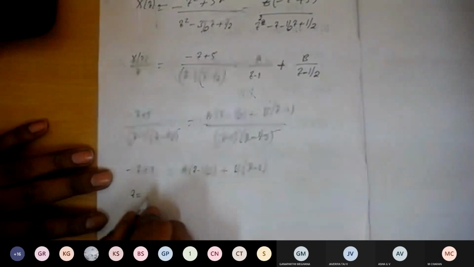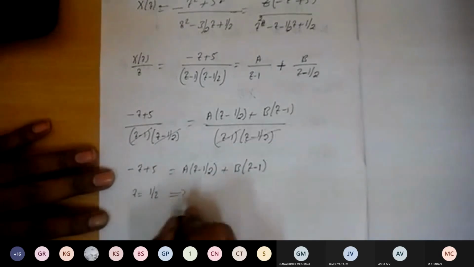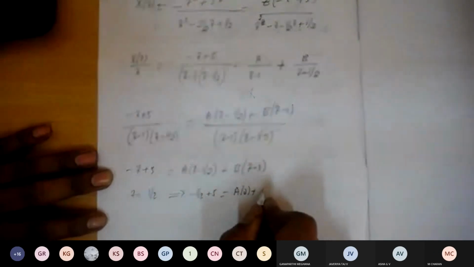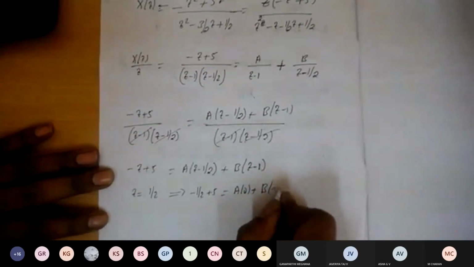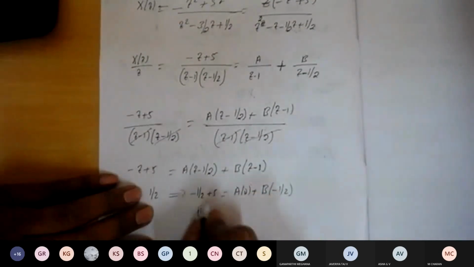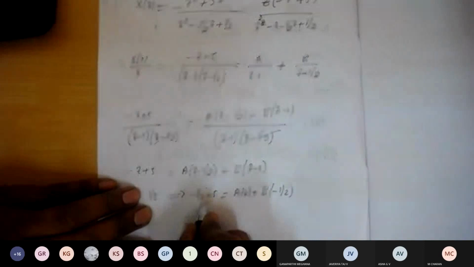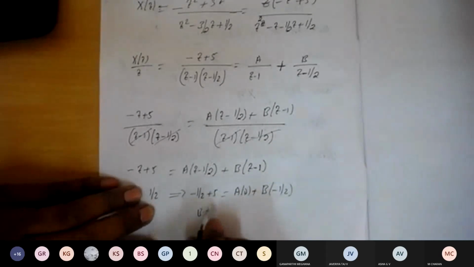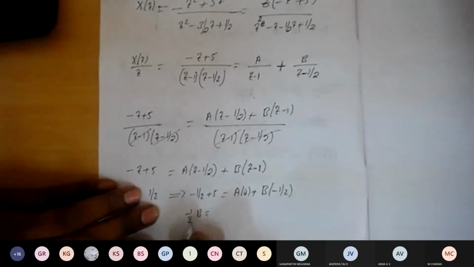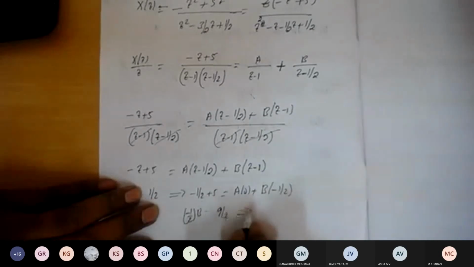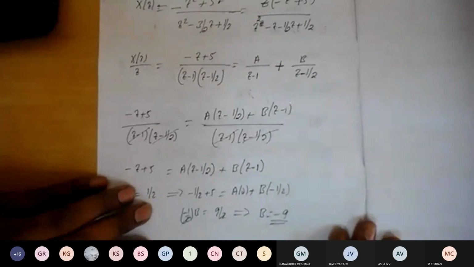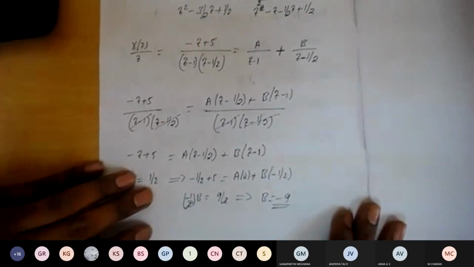So we'll substitute z = 1/2. This implies that 1/2 + 5 is equal to a into 0 plus b into (1/2 - 1), which is minus 1/2. So 5 plus 1/2 is nothing but 5.5, which can be written as 11/2. So we have b times minus 1/2 equal to 11/2, this implies the 2 will get cancelled, so b is equal to minus 9.